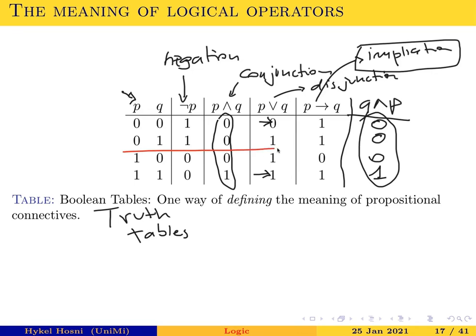It's evaluated to 0 in just one case. And that case is the case in which the antecedent is evaluated to 1 and the consequent, as it's called, is evaluated to 0. In all other cases, the implication is true.